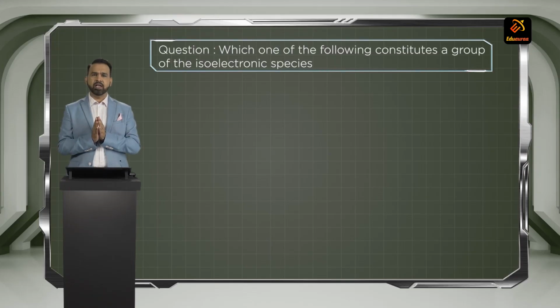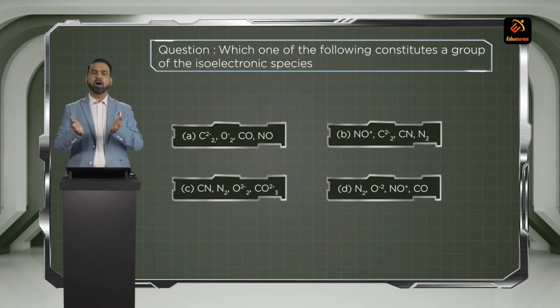Moving to the next question. Which one of the following constitutes a group of isoelectronic species? Four choices are given to you. You can observe the choices very carefully, students. You have to decide first of all what isoelectronic species are. What does your concept tell you? Species containing the same number of total electrons are known as isoelectronic species.